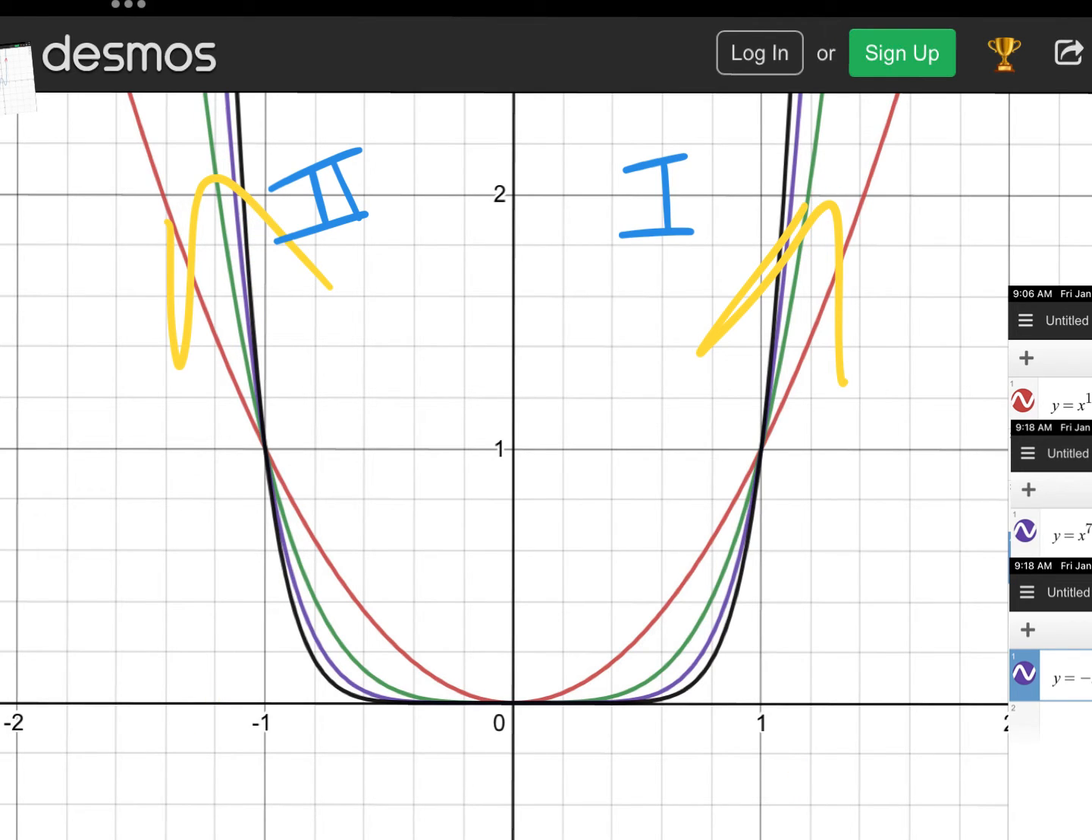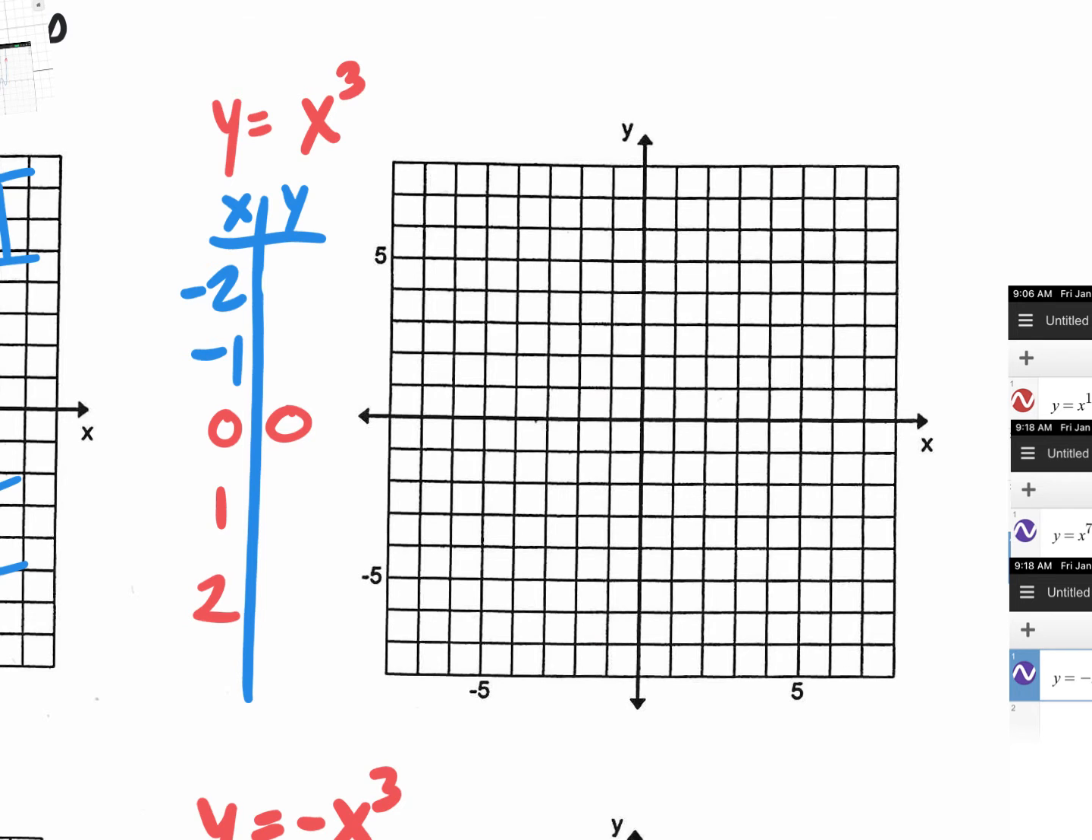Let's look at an odd degree function. We just talked about even degree functions. Let's look at odd degree functions. Let's go back to our graph paper and jot down the function. It's a pretty basic one, straightforward. y equals x to the 3rd. That's an odd degree function.